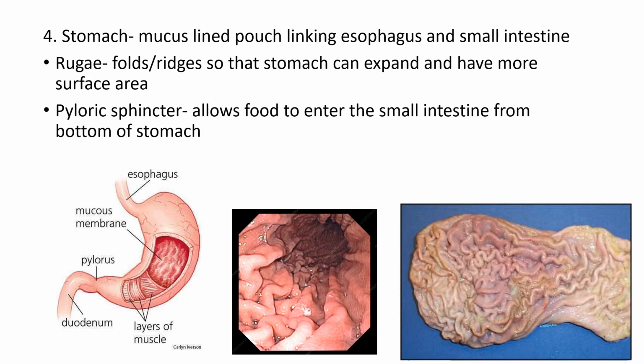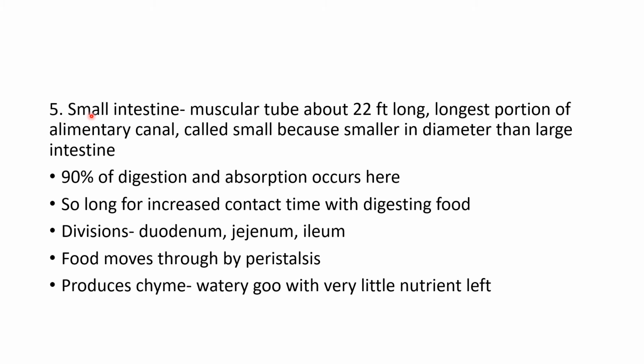After exiting the stomach, the food moves into the small intestine, so it's a liquidy, mushy type of material at this point. The small intestine is a large, smooth muscle tube. It's about 22 feet long in an adult. This is the longest portion of the entire alimentary canal. The reason it's called small is because it's smaller in diameter than the large intestine or the colon, not because it's shorter. The colon is much shorter in length than the small intestine.